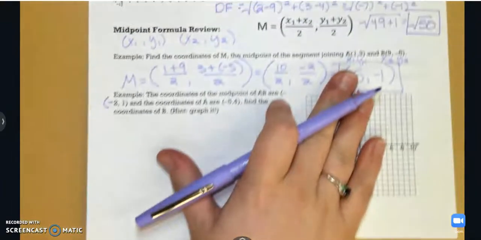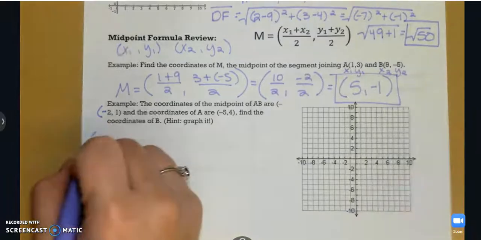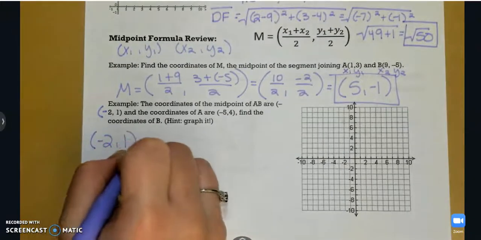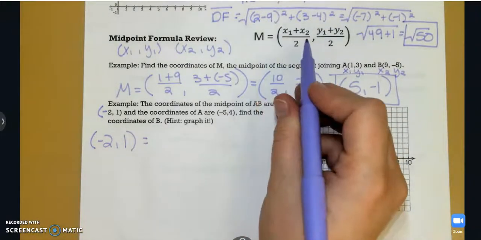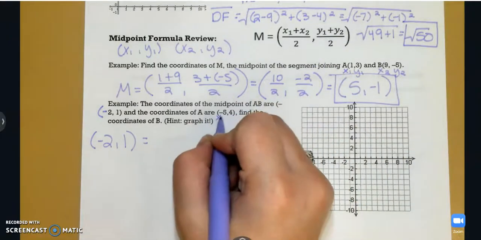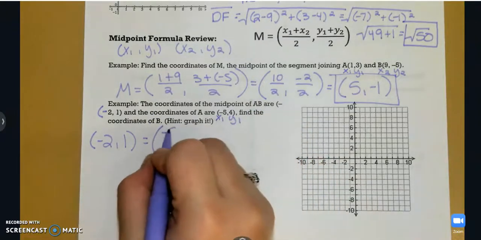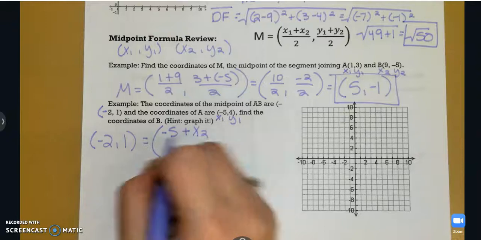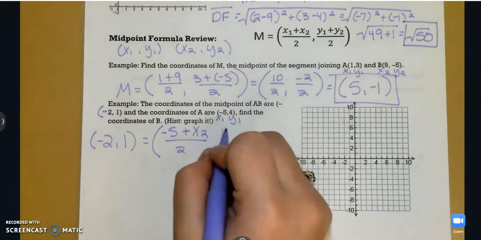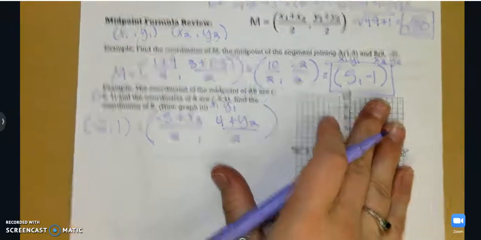Now remember, we found this midpoint by using our midpoint formula. So that midpoint, negative 2, 1, came from x1 plus x2 over 2 and y1 plus y2 over 2. So if A was my x1, y1, this came from -5 plus whatever x2 was over 2, and y1 plus whatever y2 was over 2. That's how we found that midpoint.